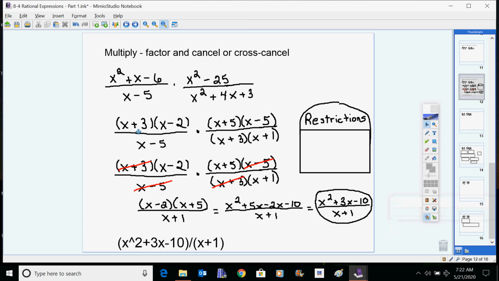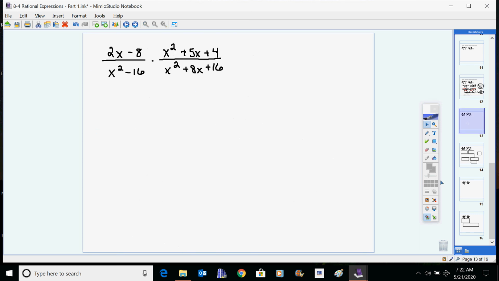Our restrictions, anything that gives a 0 in a denominator. So we'll check this denominator. 5 is bad, -3 is bad, and -1 is bad. So we can't have them. So there can be more than just one or two restrictions. You can have a whole pile of them if you had a whole pile of denominators like that. Okay. All right, once again, here's another example.